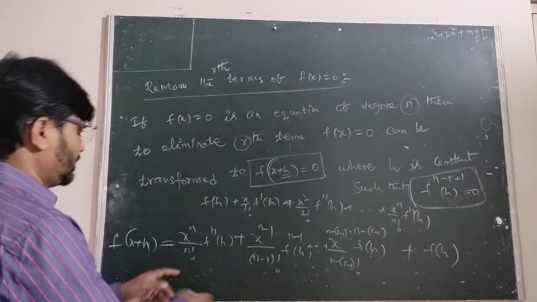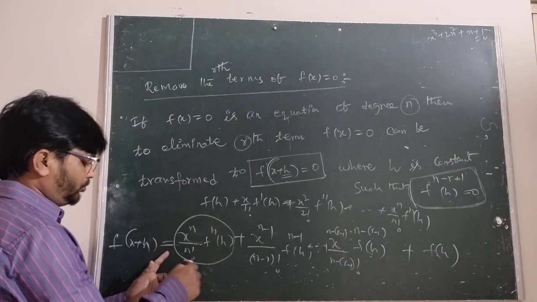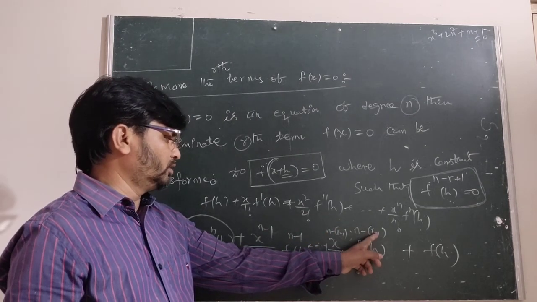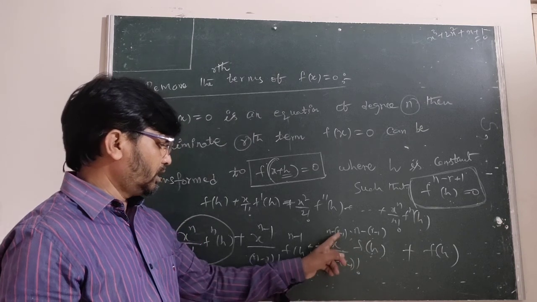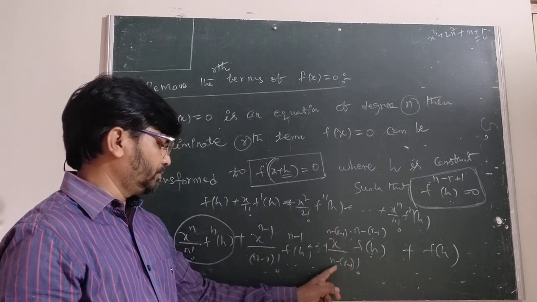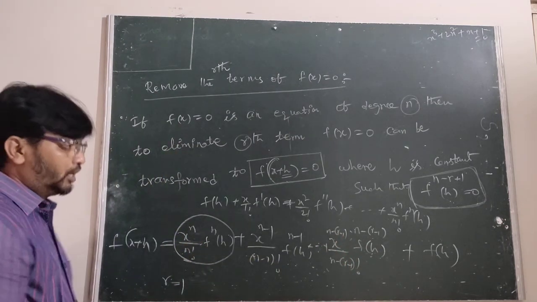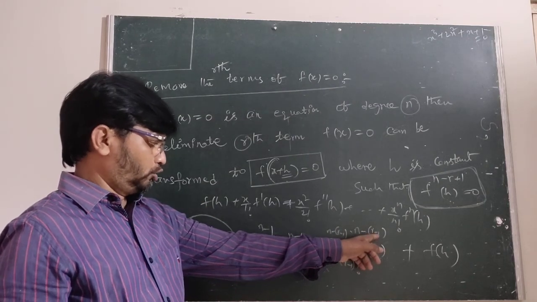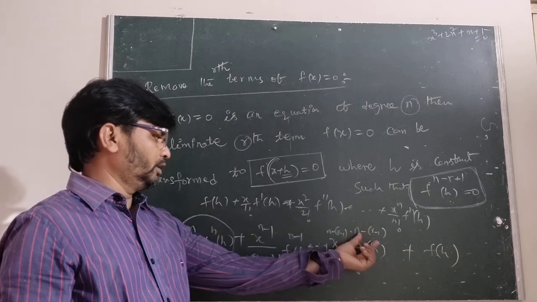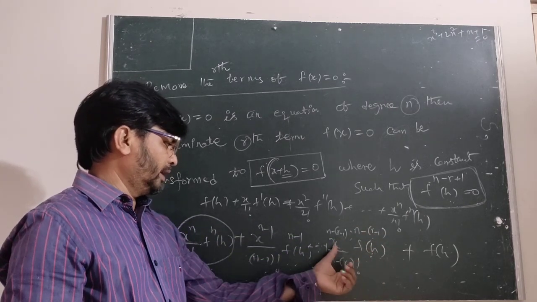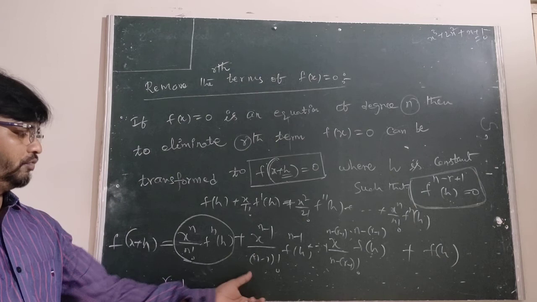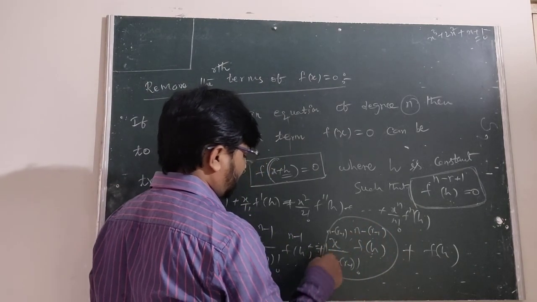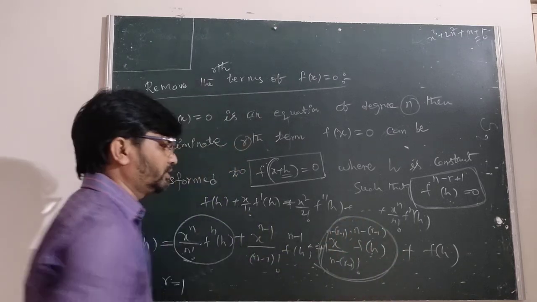Therefore, if you take the first term, r equal to 1, then 1 minus 1 is 0. That is f^n of h. Here also 1 minus 1 is 0, x power n by n factorial. That is the first term. If we take r equal to 2, 2 minus 1 is 1, f^(n minus 1) of h, x power n minus 1 by n minus 1 factorial. This is the rth term.